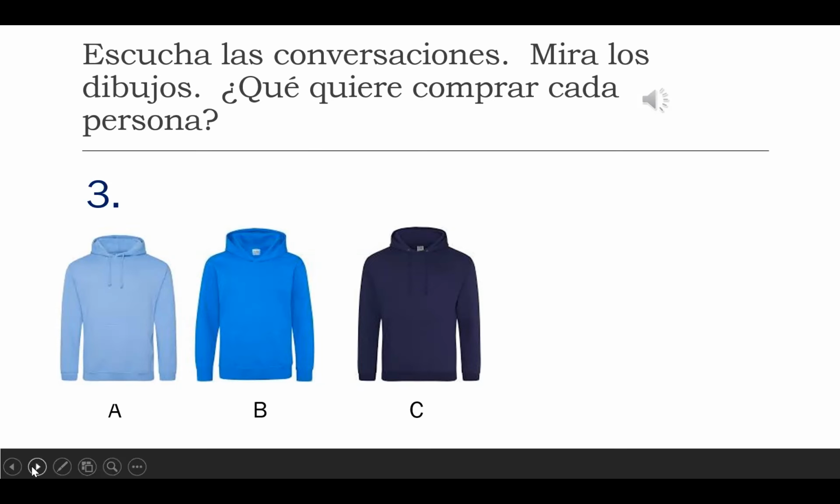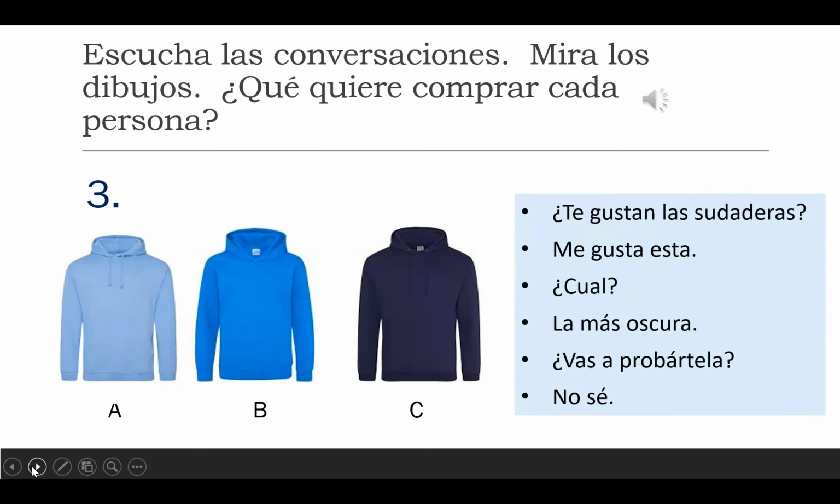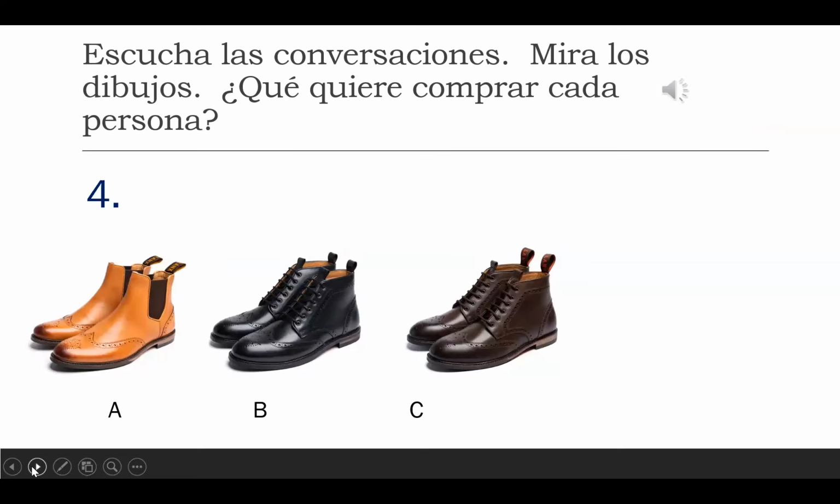A little bit quicker there in the background too. So let's take a look at that transcript. Do you like these jumpers, these hoodies? Me gusta esta. I like this one. Which? La más oscura. The darkest one. We're going to try it on. Don't know. So letter C is the item they bought. Our final dialogue then. Let's take a look at those. And listen carefully for your superlatives as well. Which item are they buying?